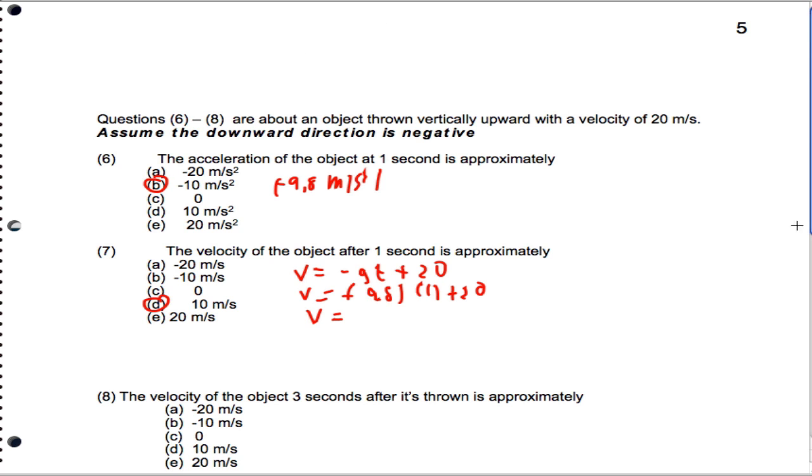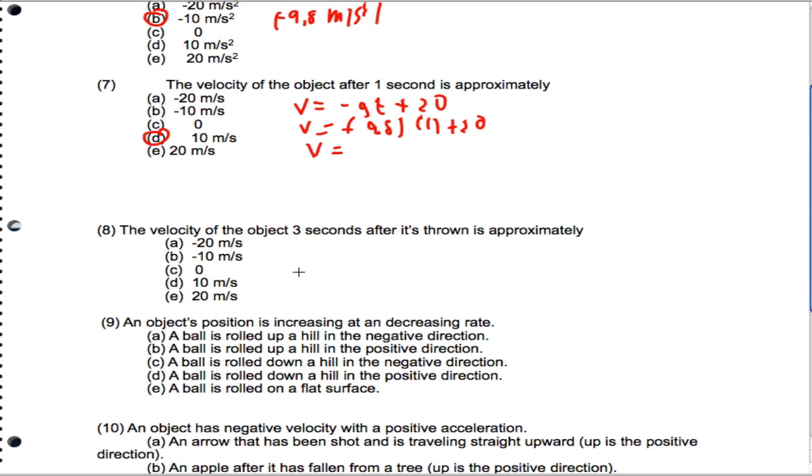Now, the velocity of the object 3 seconds after it's thrown, let's go ahead and do that. v equals negative 9.8 times 3 plus 20. And when I actually work that out, I'm just going to round here, that ends up giving me around negative 10 meters per second, because I'm going downwards.